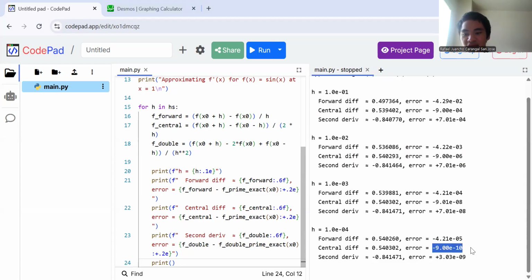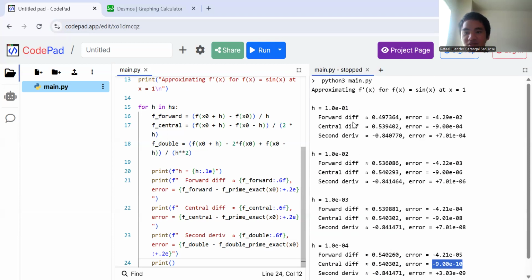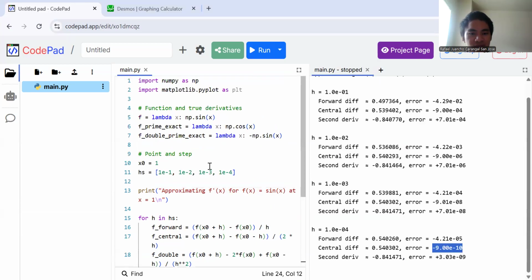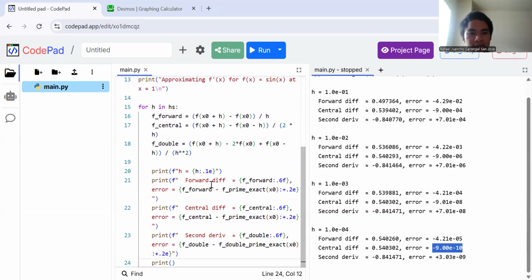It's getting better and better, right? So central difference is way better than just a forward difference. And I think I can show another code for that. Oh, that was all of them. And then another technique here was getting the second derivative, which wasn't as effective, kind of.